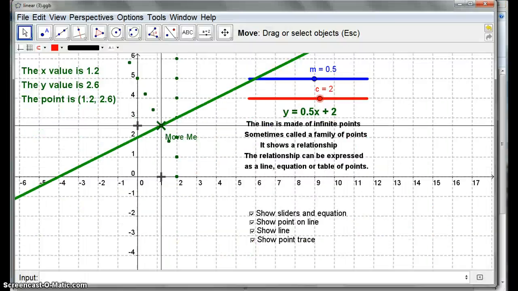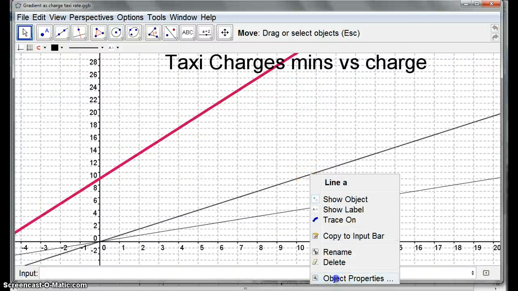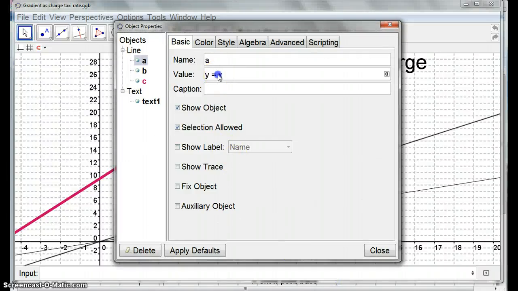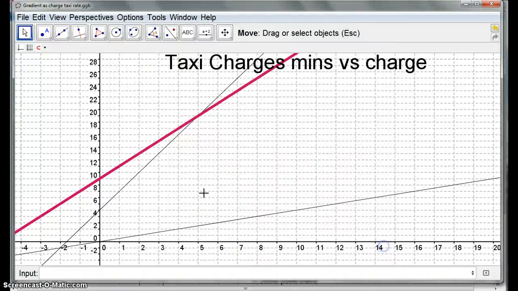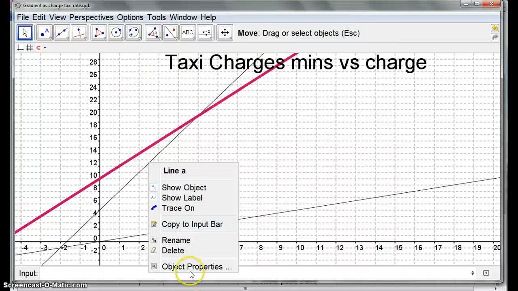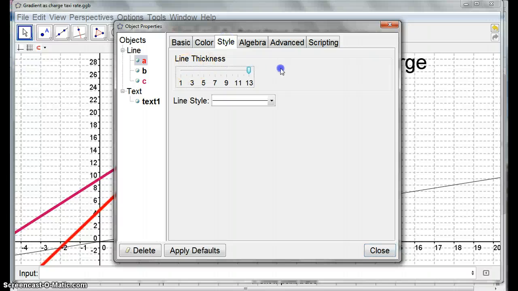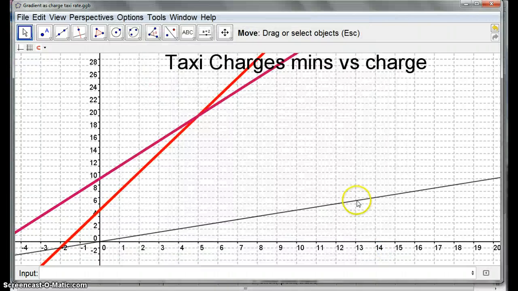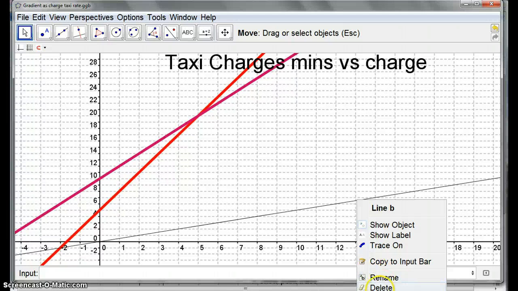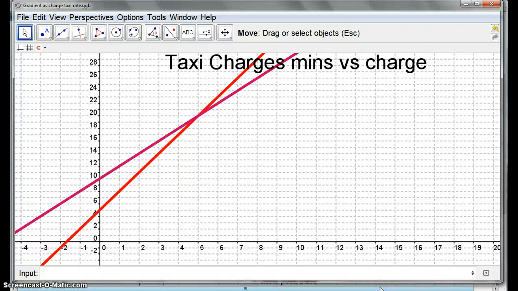So if we go back, let's change this taxi guy. So if I said he's got to have a rate of $3 per hour and an initial charge of $5. Okay, so we'll pop that one there and make it red and fat. Okay, so now I'm going to get rid of that one, so I just delete, and I want to talk about this.